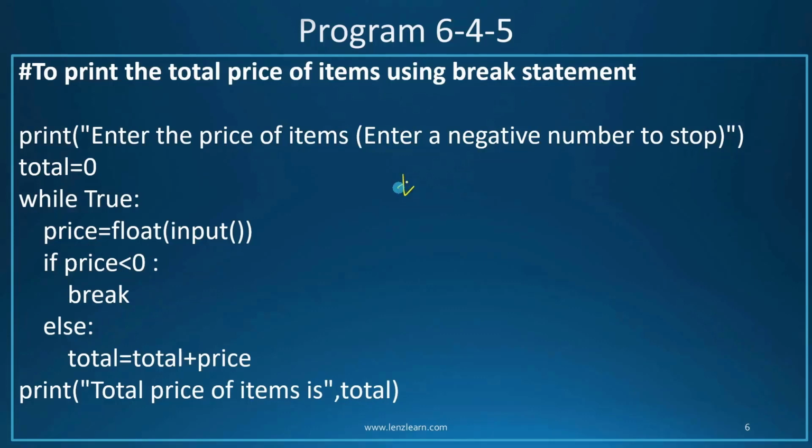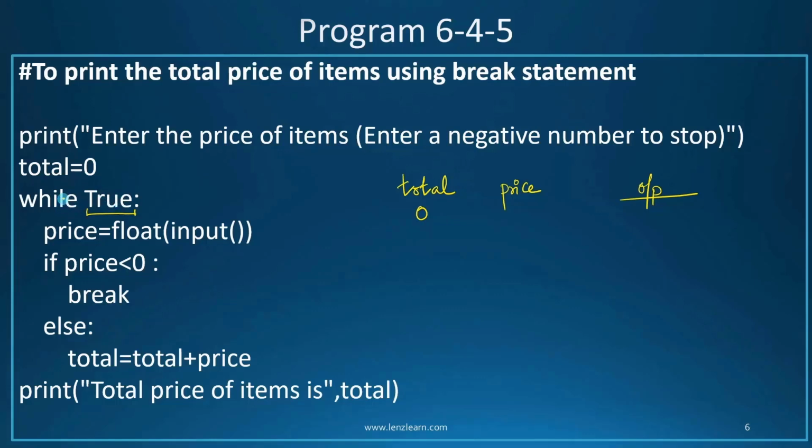We have a variable total, we have a variable price, and we have the output. Finally, it will be printed out. So initially the value of total is 0. Now you can see after the while keyword, I have written true. So there is no condition over here. It means that the while loop always evaluates to true.